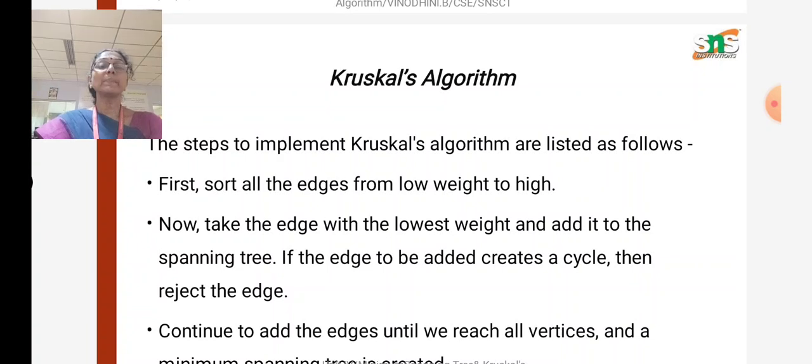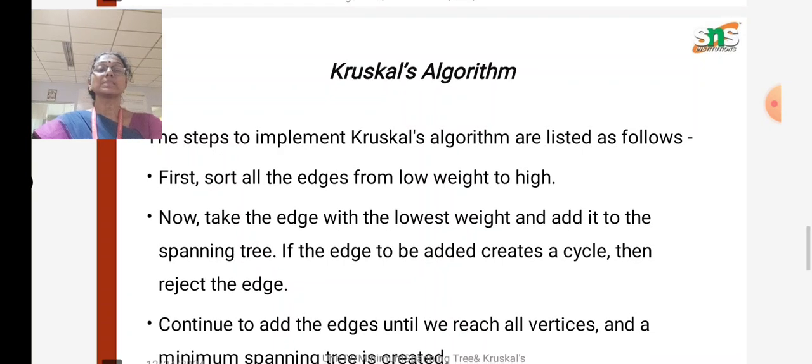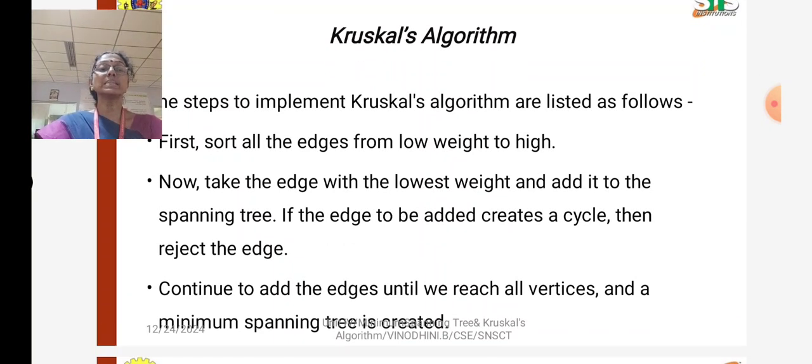Take the edge with the lowest weight and add it to the spanning tree. If the edge to be added creates any cycle, then reject that edge. Continue to add the edges until we reach all the vertices and the minimum spanning tree is created. From that minimum spanning tree, find the minimum cost.